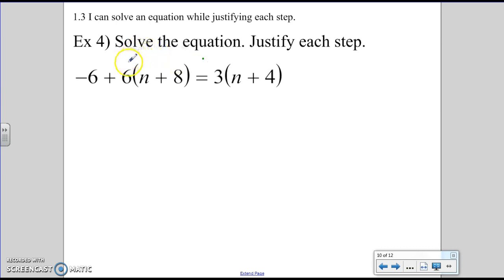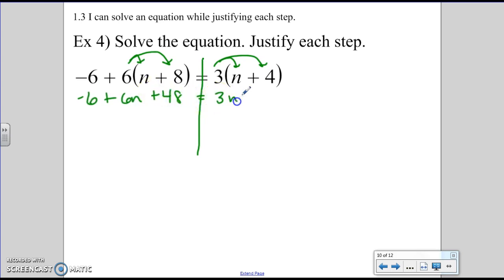First step here, we are going to distribute to eliminate our parentheses. So these are the same steps we were just following. Okay, so on our left side, we have negative 6 plus 6n plus 48 equals 3n plus 12. And that was distributive property.